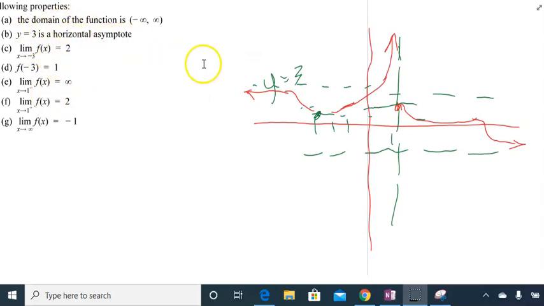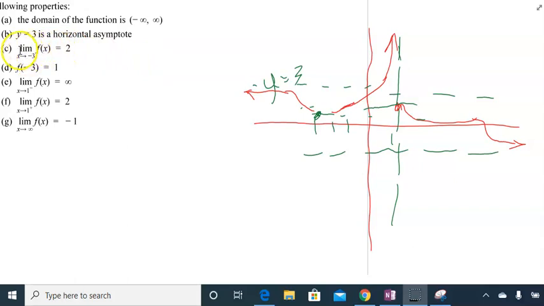So y equals +3 is a horizontal asymptote. It didn't say whether it's from the left or from the right, but we draw in the line y equals +3 right here. Okay.